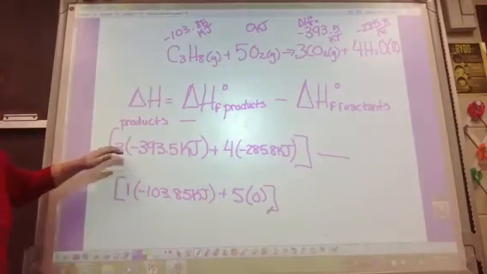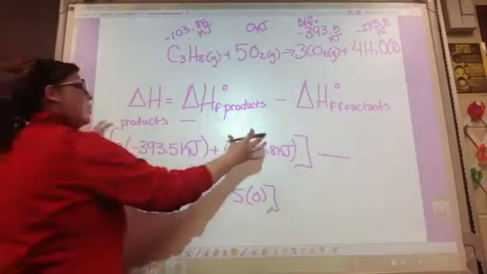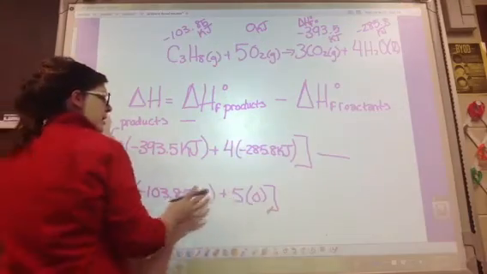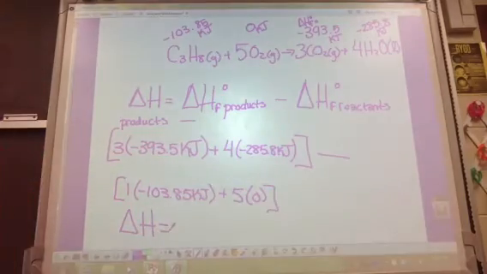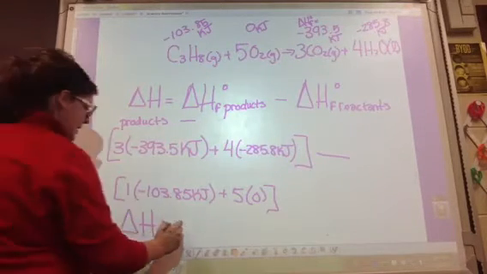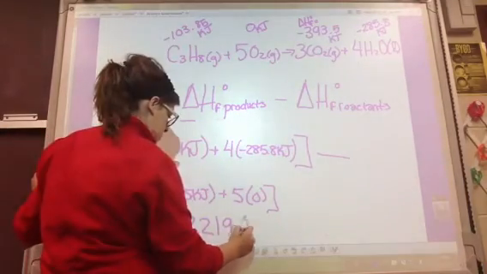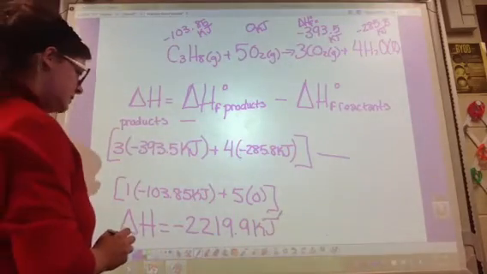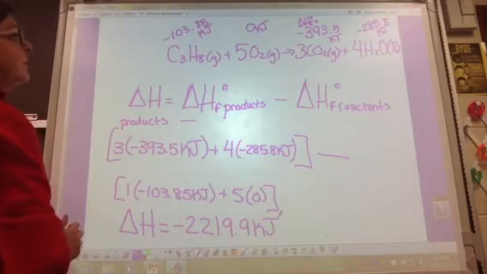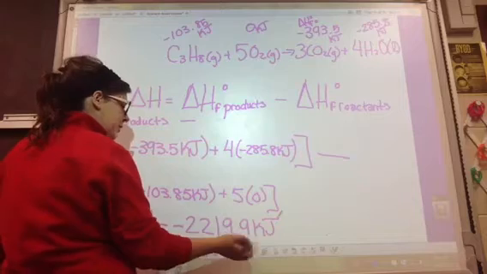So if I do this math, I do my 3 times this one plus 4 times the negative 285.8, get a number here. I do my math here, and I'm subtracting these 2 numbers. I should get my delta H value to be equal to a negative 2219.9 kilojoules. And that is totally not good with significant figures. We should have 4. So it should be 2220 with the decimal place there.